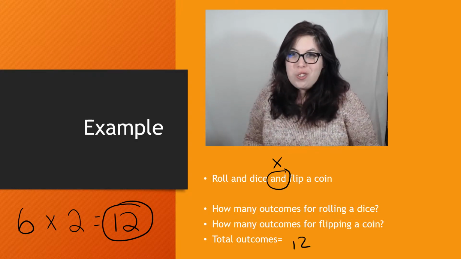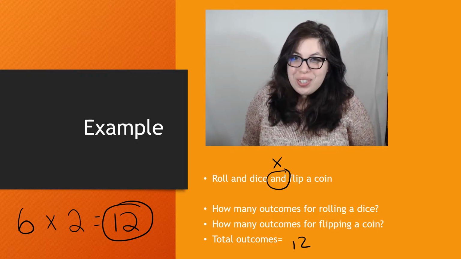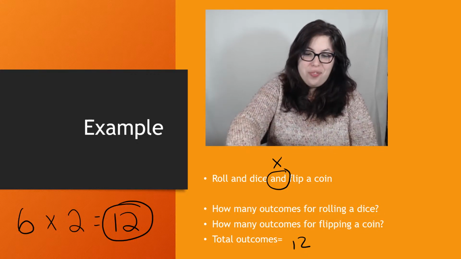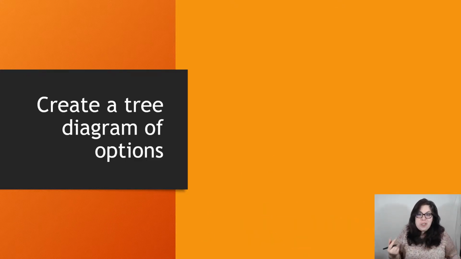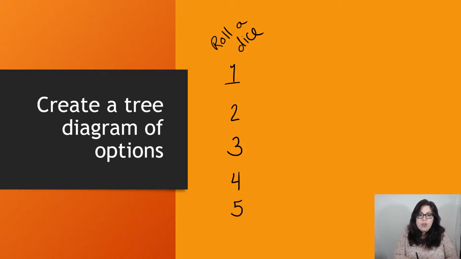Okay, we could also do this by creating a sample space with a tree diagram. All right, so to create a tree diagram, I write down my very first event. My first event is I am going to roll a dice. When I roll that dice, I have the options of getting a 1, a 2, a 3, a 4, a 5, or a 6.